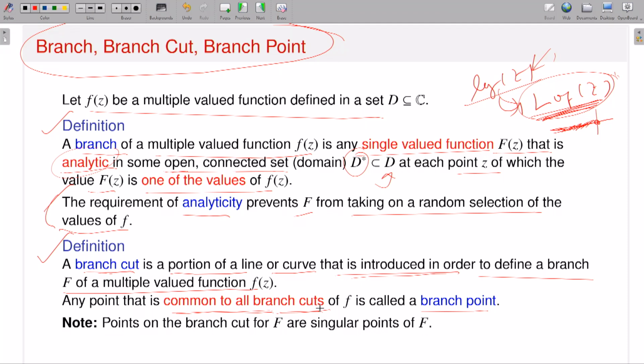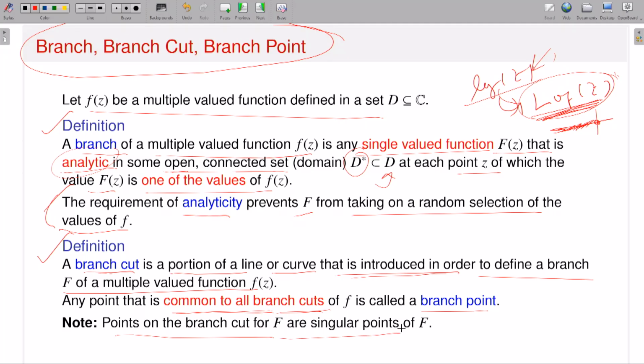So first I have to see, given a multi-valued function, what branches there are, whether finitely many or infinitely many. Then you have to check what the corresponding branch cuts are, and if I take the intersection of all branch cuts, whatever point it is, that is called the branch point. So note that points on the branch cut of f are singular points, and it is quite clear, right?